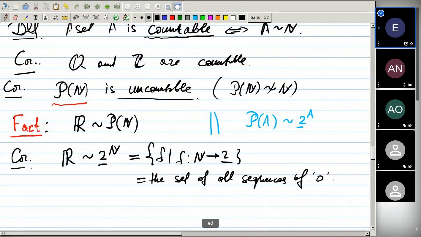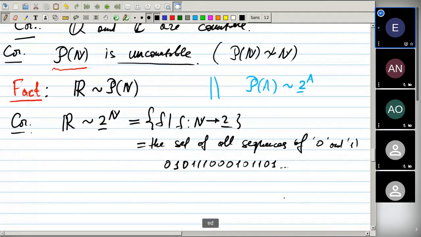of zeros and ones. You know, every such sequence is 0, 1, 0, 1, 1, 0, 0, 0, 1, 0, 1, 1, 0, 1, and so on. Every such sequence is indeed a function. Which one? f of 0, f of 1, f of 2, f of 3. Is it clear?